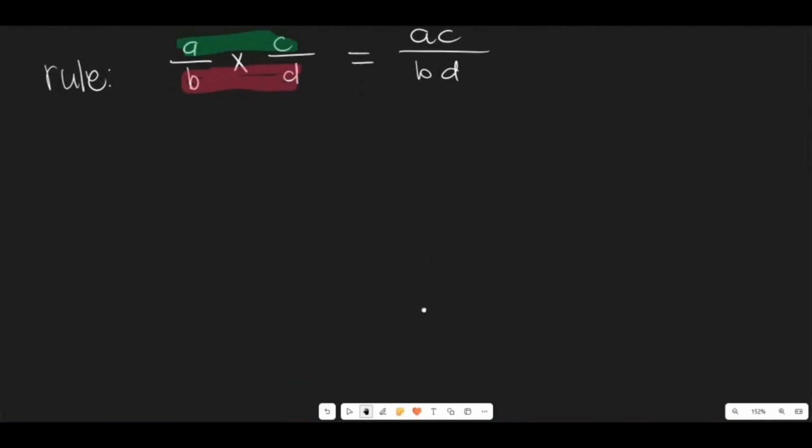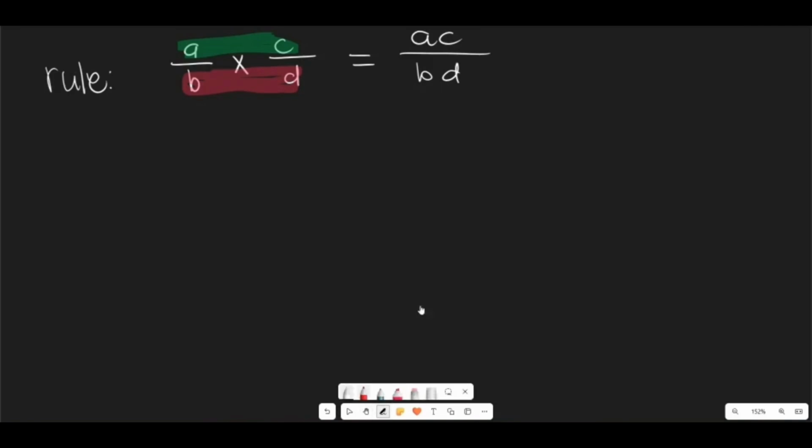So let's do examples now. That's the rule. You don't need to know anything further. That's all you need to know for multiplication of fractions. So let's do examples now. I have an example that says 2x divided by x minus 5 multiplied by x plus 4 divided by x plus 1. And they basically just want us to multiply these two fractions together.